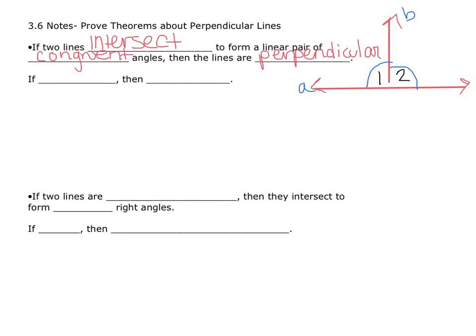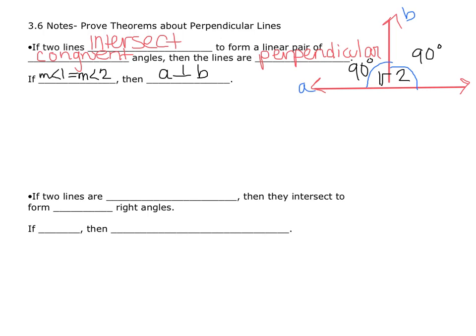So remember, what you know about a linear pair is that they are supplementary. So if you add the two together, they're going to equal 180. So if you have a linear pair and both of these are congruent, that means this one has to be 90 and this one has to be 90, because 180 divided by 2 is 90. Then if both of these are 90, you can conclude that the lines are perpendicular to one another. So the way you write that as an if-then statement is: if the measure of angle 1 is equal to the measure of angle 2, then line A is perpendicular to line B.